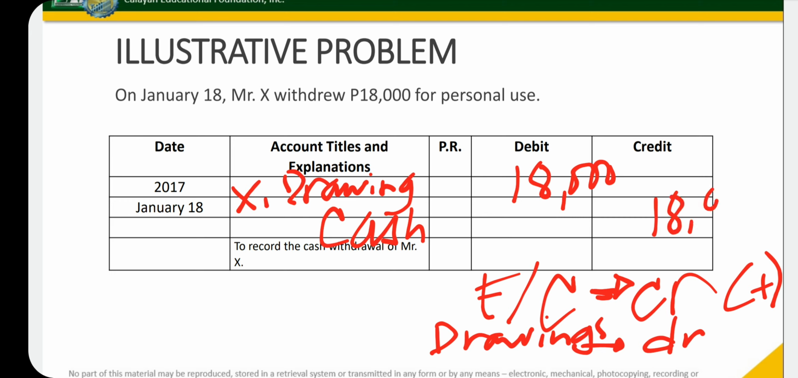Ma'am, why do we credit cash? We credit cash because Mr. X will take it. Mr. X will take it out of the business. Therefore, we need to reduce the amount of cash that we have in the business. So in this case, we credit cash in the amount of the withdrawals made by Mr. X, 18,000.